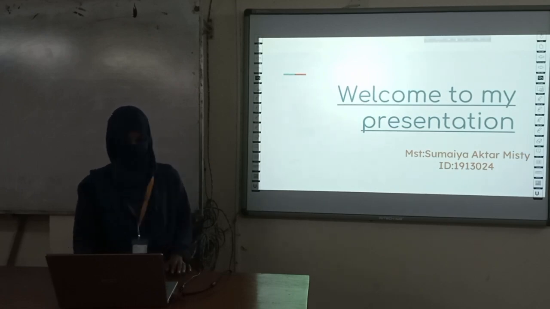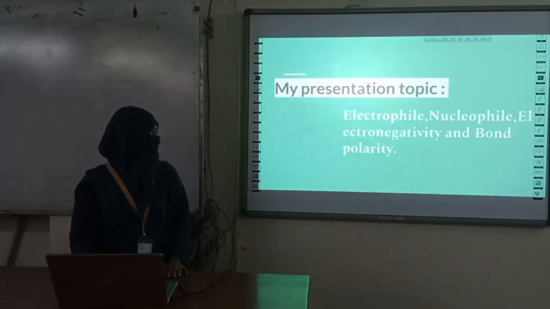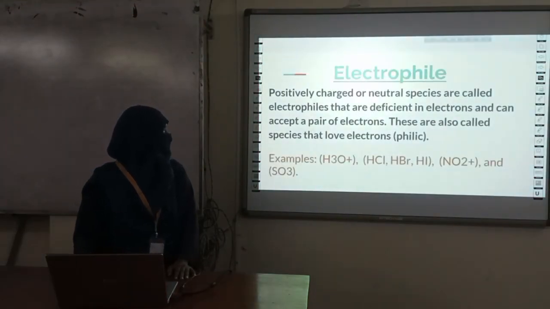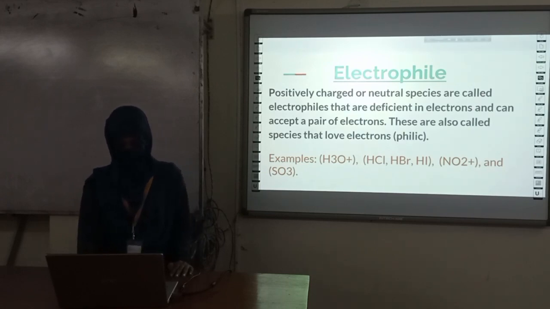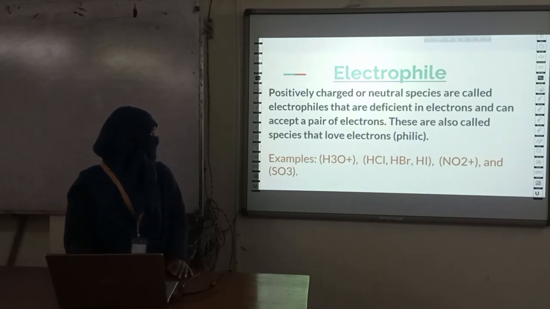Welcome to my presentation. My presentation topic is electrophile, nucleophile, electronegativity and bond polarity. Electrophile. Positively charged or neutral species that are deficient in electrons and can accept a pair of electrons are called electrophiles. These are also called species that love electrons, philic. Some examples: hydronium ion, hydrochloric acid, hydrobromide, hydrogen iodide, and sulfur trioxide.